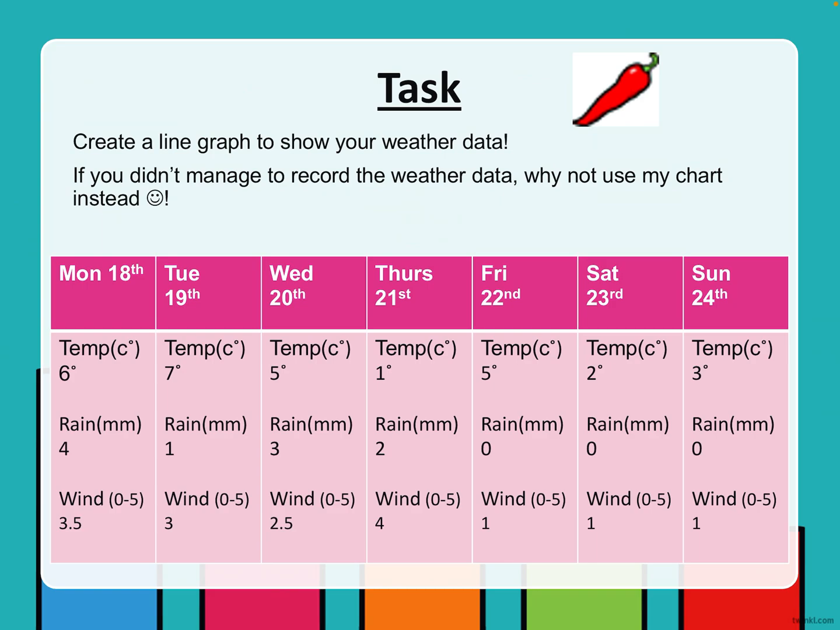Now, I did put that task 2 weeks ago to record the temperature, the rain and the wind using your rain gauge and your wind sock. But if you haven't managed to do that, then you can always use my data, which I have displayed in a chart here. You could just choose temperature, you could choose rainfall, or you could choose wind. Or if you really want to challenge yourself, you could do all 3, but I'd advise just choose one.